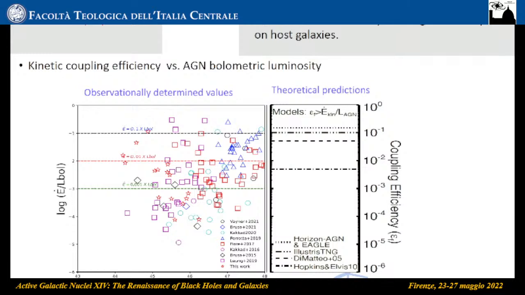So we computed the kinetic coupling efficiency of our sources, and these are the kinetic coupling efficiencies that we computed, and these are the theoretical predictions that are provided in Harrison 2018. So when we compare that, we see that in fact 30% of our sources have a kinetic coupling efficiency that is greater than 1%, and that means that those 30% of our outflows may have significant impact on their host galaxies.